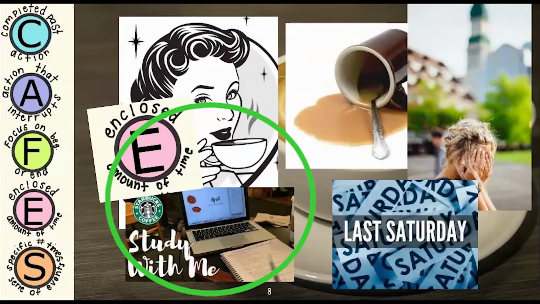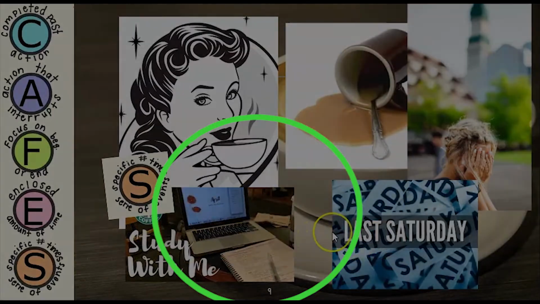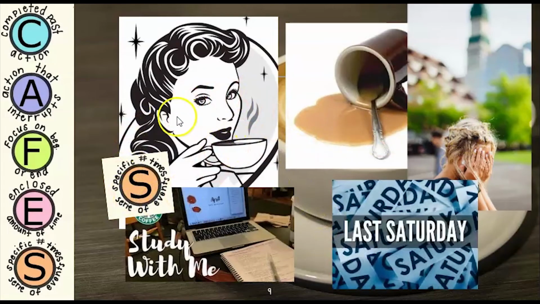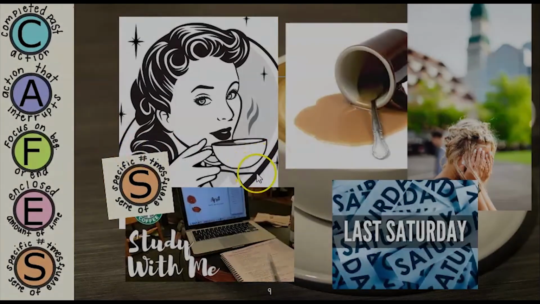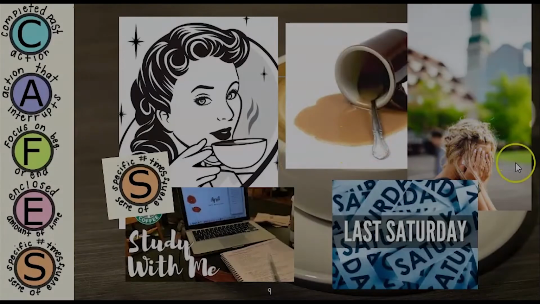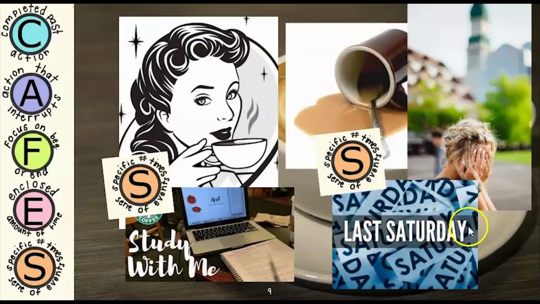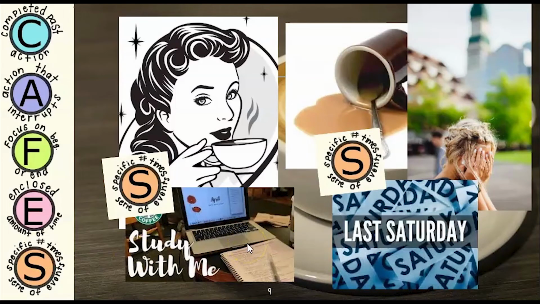Next, we're on E for an enclosed amount of time. Estudié por 2 horas. Fui a Starbucks 2 veces la semana pasada. Series of events could refer back to all of these events. Primero, me desperté. Después, tomé mi café. Luego, se derramó mi café. Y por fin, me puse muy triste. So, el sábado pasado, nosotros fuimos de compras. Last Saturday, we went shopping.